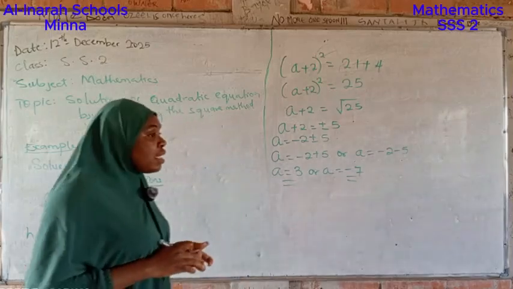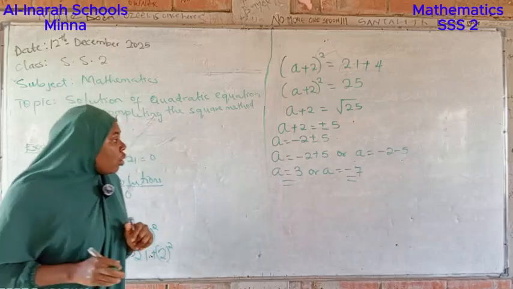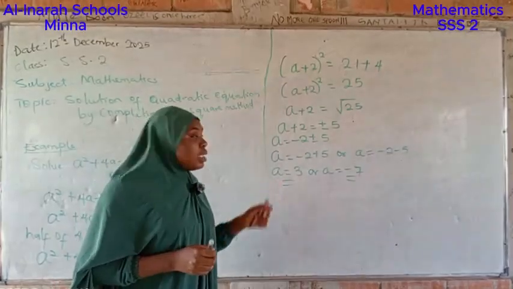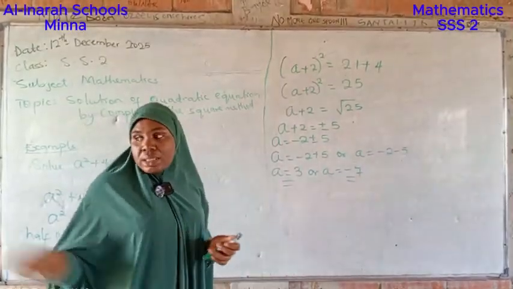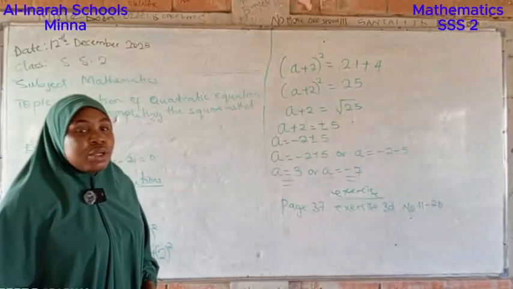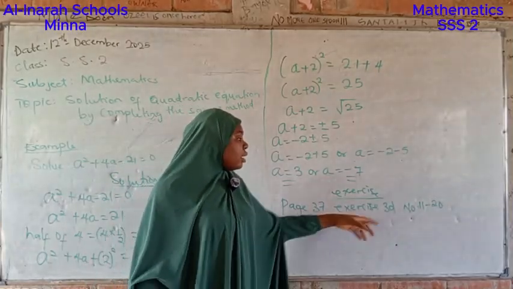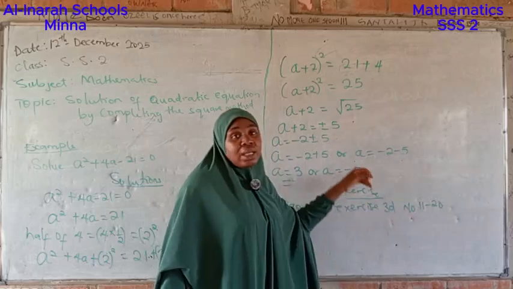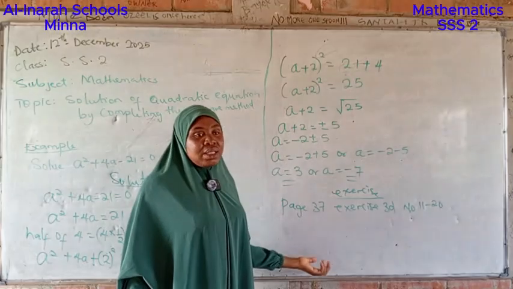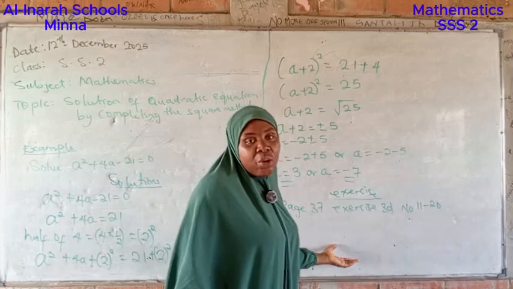We also have other examples, but I'm not going to stress more on that. You are going to do that. You open your textbook to exercise 3D, and you do number 11 to 20. This is the exercise, your assignment. You open to page 37, exercise 3D, number 11 to 20 in your assignment book, using your textbook, the New General Mathematics. Anywhere there is any problem, you can forward your questions and I will be ready to listen.